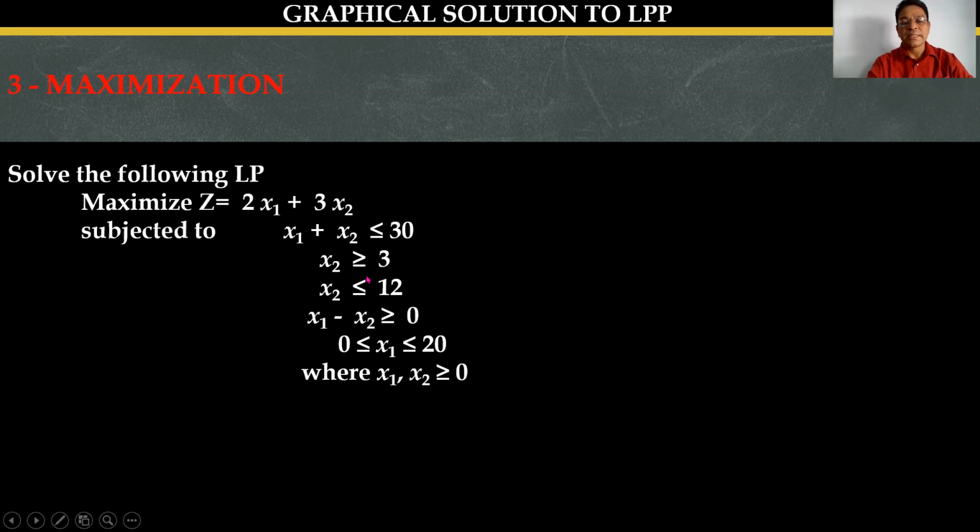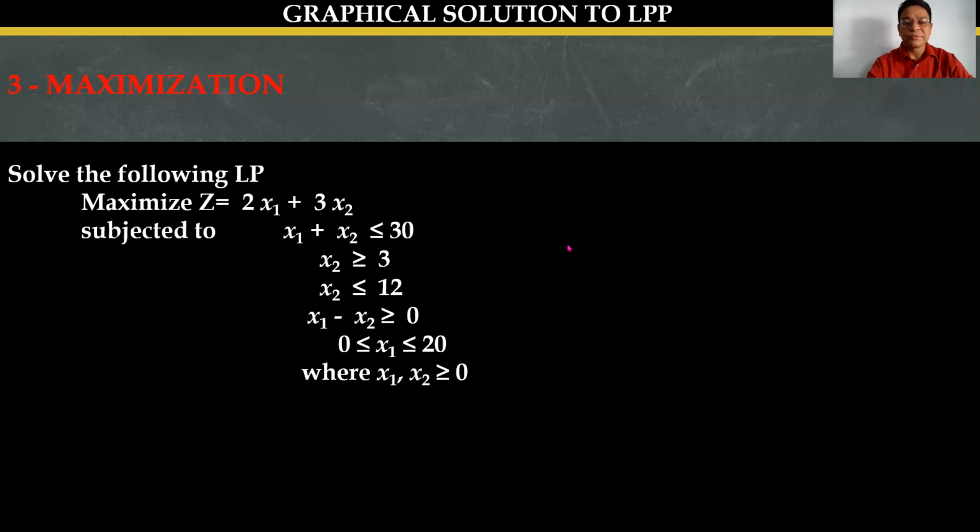Earlier we had less than or equal to type constraints only, and we have this fifth constraint which says that the value of x1 lies between 0 and 20. x1 is obviously greater than 0, but it is not more than 20. It has to be between 0 and 20 only. So we'll see how to solve this.